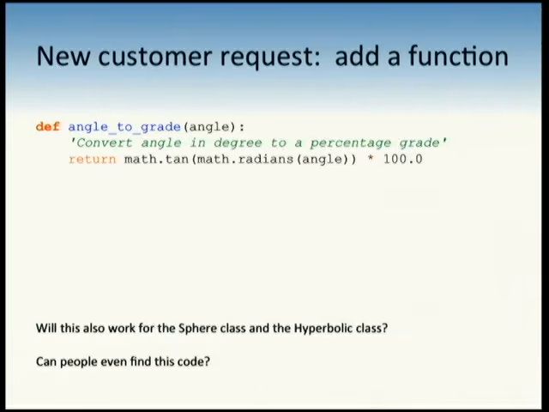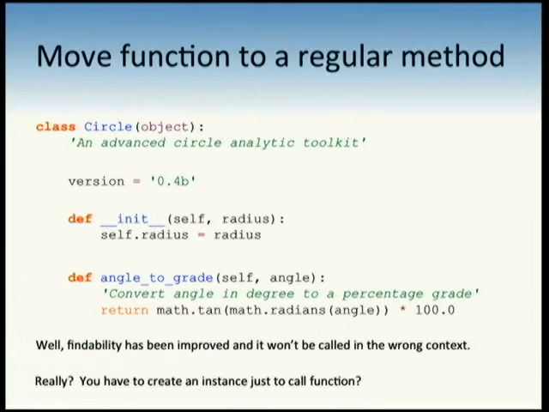And more importantly, can people even find this code? They're like, these circle people gave us a circle class. I did a dir of it. I did a help. And I couldn't find angle to grade anywhere. Why not? Because it wasn't in the class. What's the solution? Put it in the class. Indent it. So now I slide it inside. We've got a regular method, and now when people call it, they take an instance of circle.angle to grade. That way the sphere people never call it, the hyperbolic people never call it, and the circle people know where to find it. A lot of improvements.